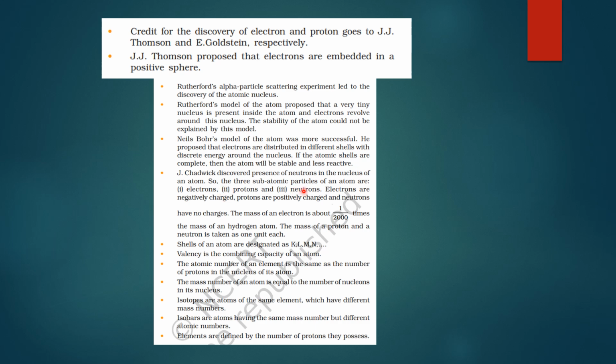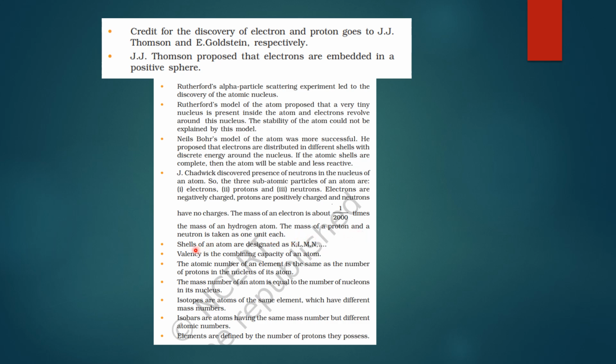Okay, so three subatomic particles क्या हो गए atom के? Electrons, protons and neutrons. तो electrons हमारे negatively charged होते हैं, protons positively charged होते हैं और neutrons have no charge. Okay, mass of an electron is about 1 by 2000 times the mass of a hydrogen atom. Okay, mass of a proton and a neutron is taken as 1 unit each.